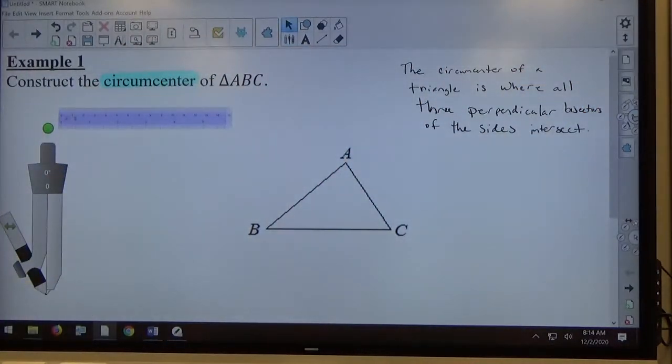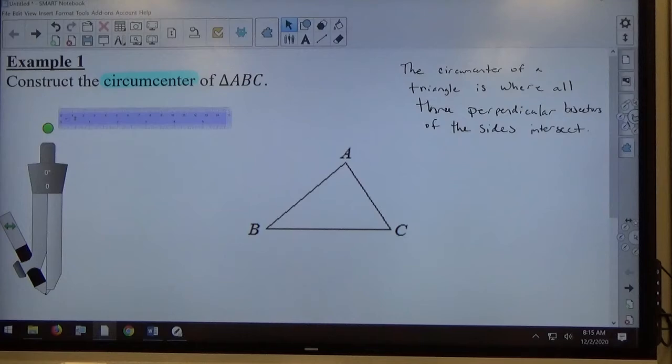If you were to make a perpendicular bisector of any one of the three sides, and then a second perpendicular bisector of a different side, and a third perpendicular bisector of the third side, those three bisectors will meet in one point, and that point is called the circumcenter.